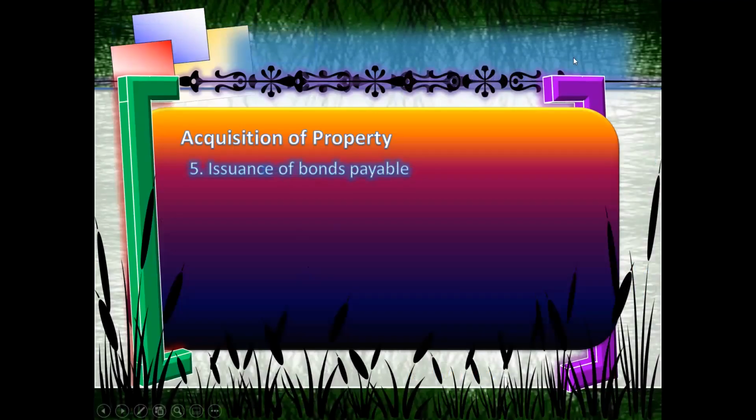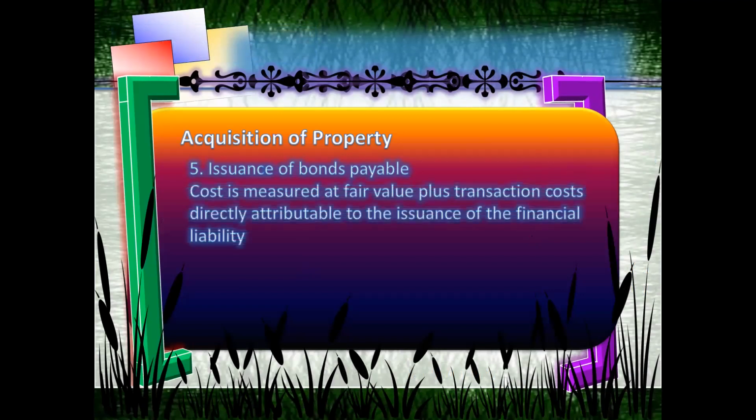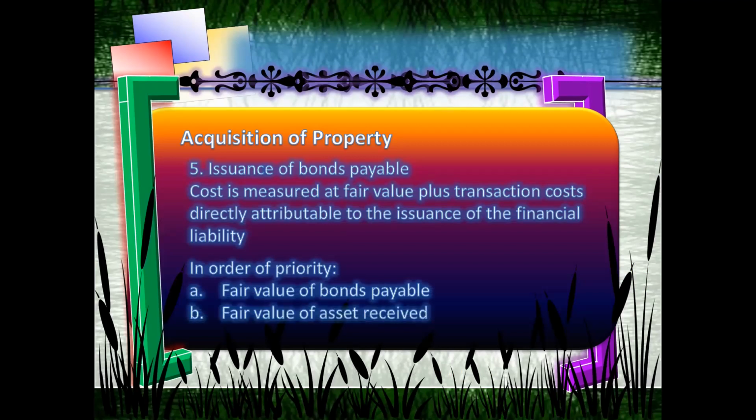Okay, so another is the issuance of bonds. So, this is the 5th one. So, for the issuance of bonds, the cost is measured at fair value plus transaction costs that are directly attributable to the issuance of financial liability. So, still in order of priority, ito yung pagbabasihan: una, the fair value of the bonds. Pangalawa, the fair value of the assets received. And pangatlo, the face value of the bonds.